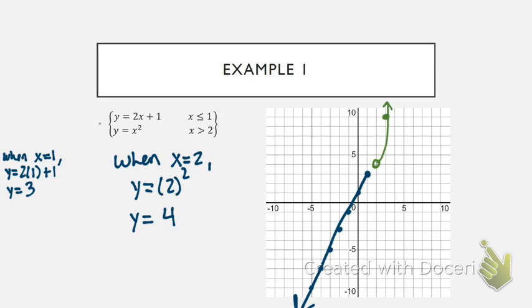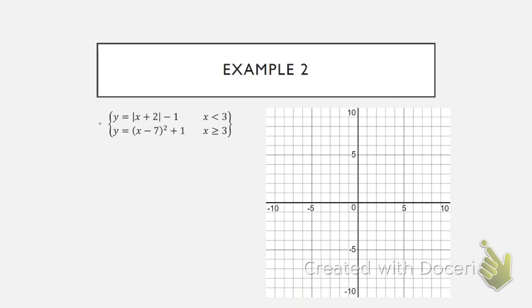So this has two pieces to the puzzle here. The first is a line, y equals 2x plus 1, which I have graphed. The second is a quadratic, y equals x squared. So I know that when x is less than 1, I graph the line. When x is greater than 2, I have the quadratic.